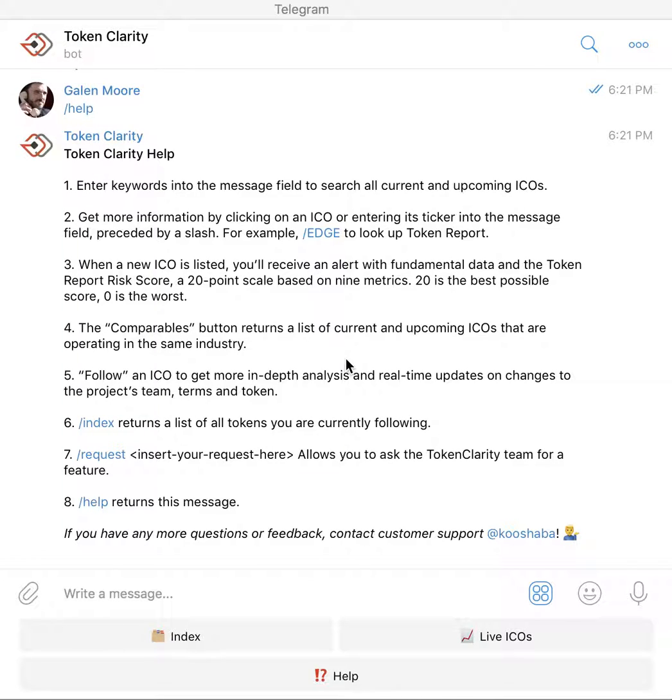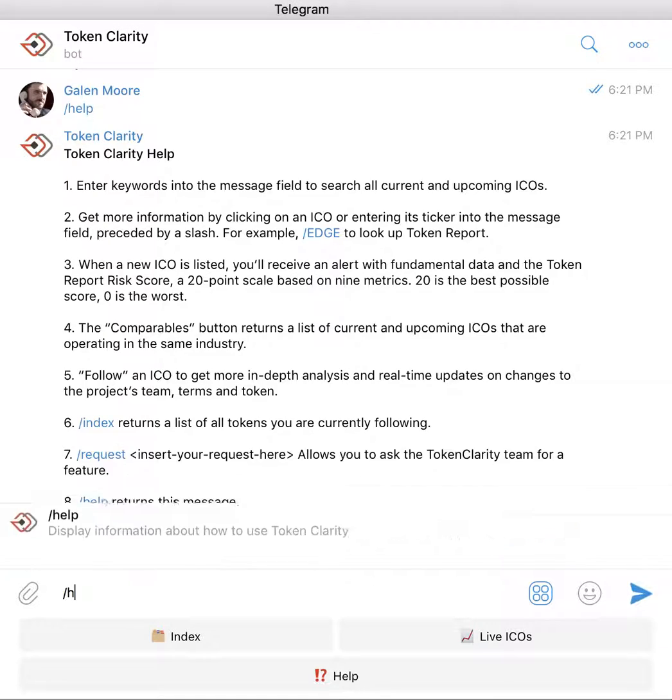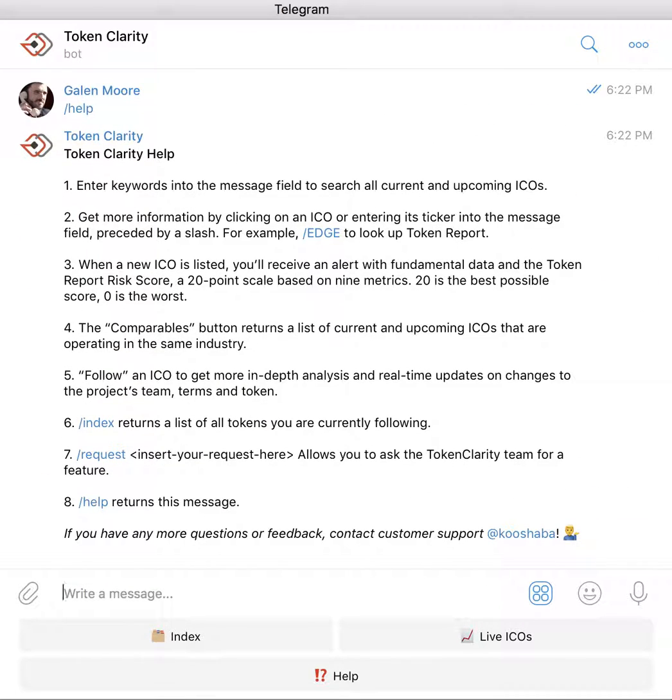Hi, it's Galen Moore, CEO and founder of Token Report, and I'm here to walk you through some of the features of our minimum viable product, Token Clarity. Token Clarity is a message-based interface with our database. It lives inside Telegram, and when you sign up for it, one of the first things you'll see is this help page, which you can get anytime by typing the command help.